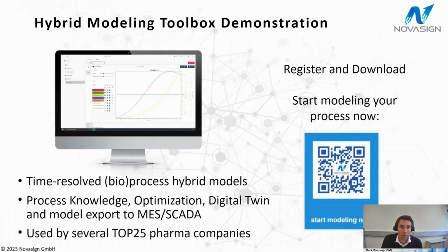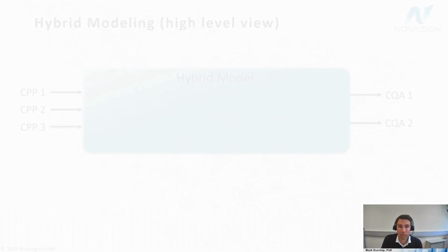So this hybrid modeling toolbox with the digital twin inbuilt helps you to get time-resolved process models, so for upstream and downstream, and it's used for optimization purposes, and you can use it afterwards, as said, for control. And this is what I will show you now in the next 20 minutes.